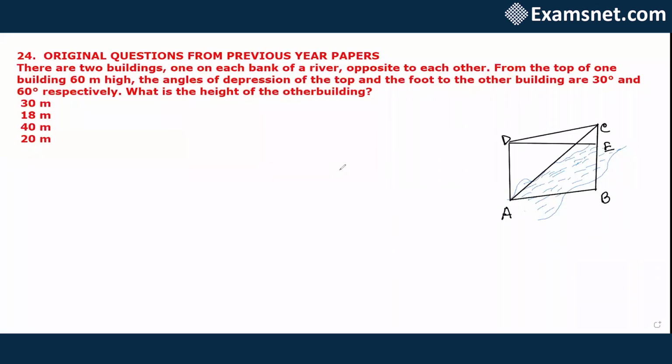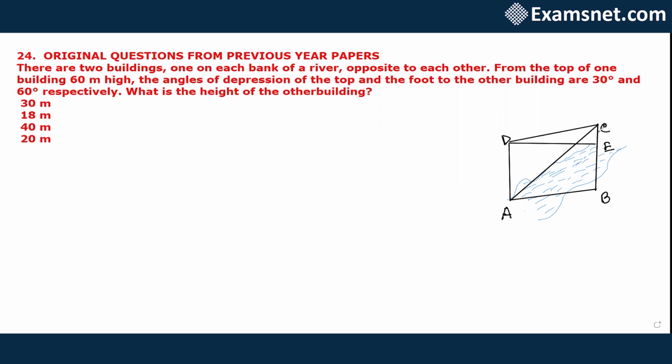Question number 24 states that there are two buildings, one on each bank of a river opposite to each other. From the top of one building, which is 60-meter high, the angles of depression of the top and the foot of the other building are 30 degree and 60 degree respectively. What is the height of the other building? Look here. This is the original question from one of the previous year's papers.